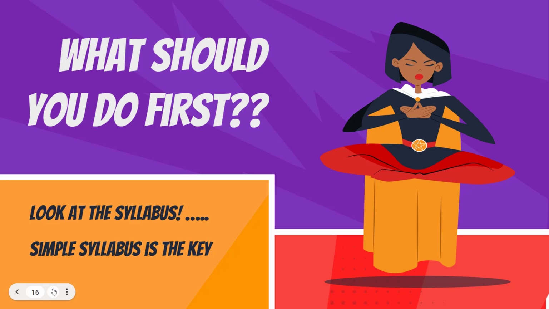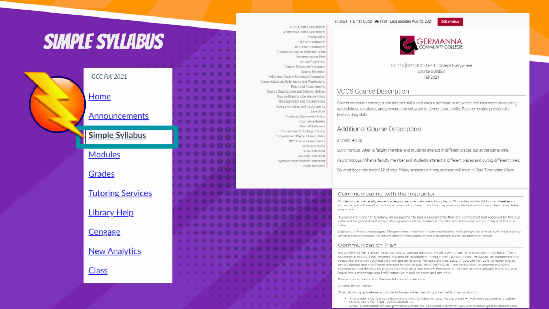What should you do first once you get into your class? Well, you should look at the syllabus. It's called Simple Syllabus in the course. Simple Syllabus is a contract between you and your instructor.